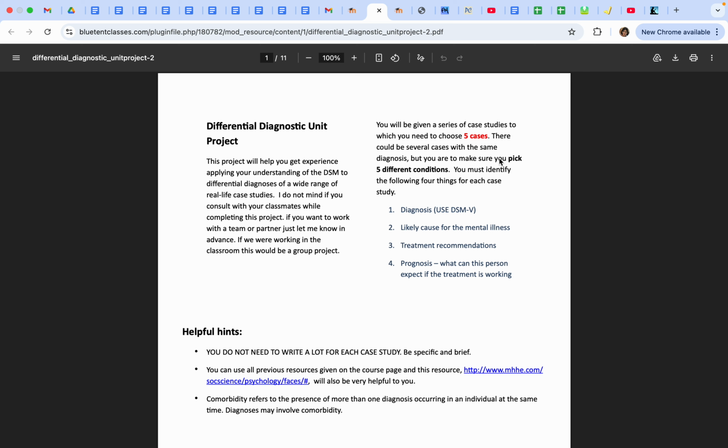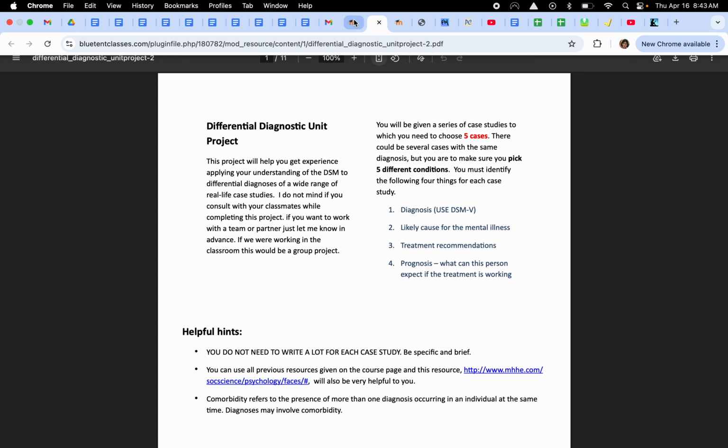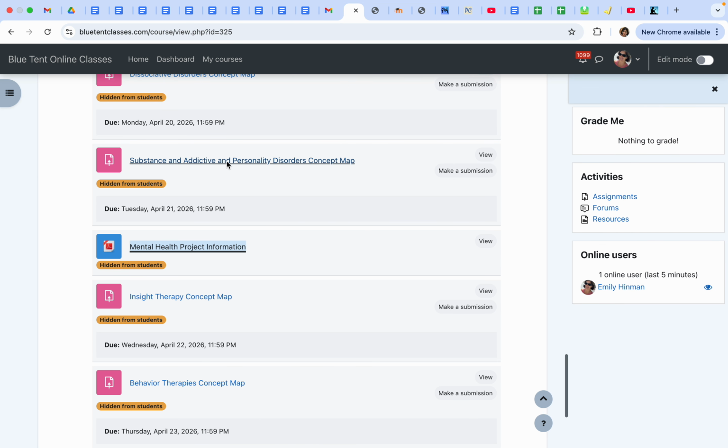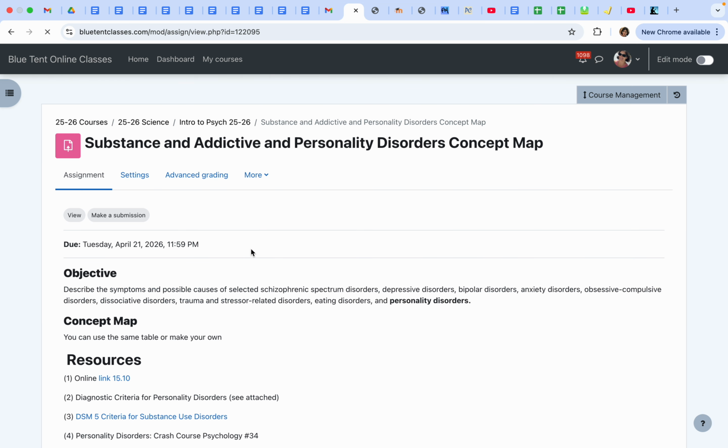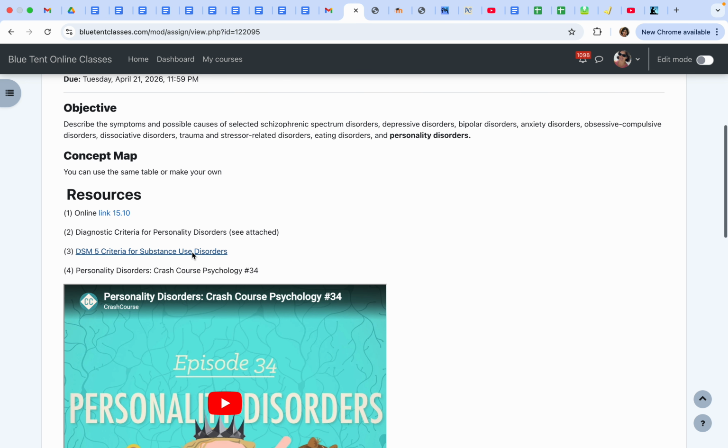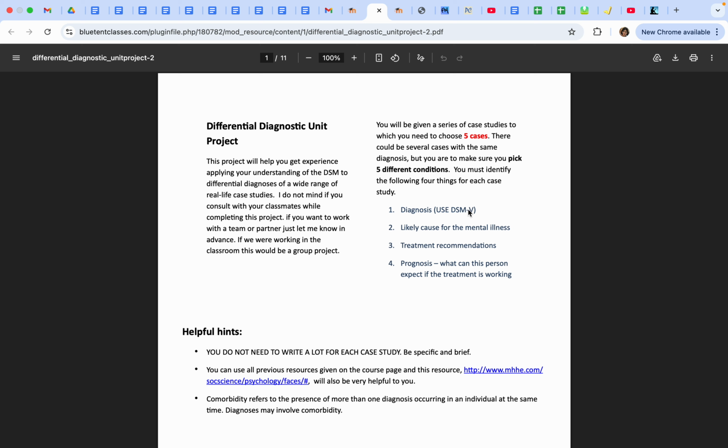You're going to have a formal diagnosis, what we used from the DSM. Remember, you don't have the exact DSM-5, but I gave you a page on every one of these disorders with the criteria for it. So everywhere you have the criteria for those disorders. So you need a diagnosis.